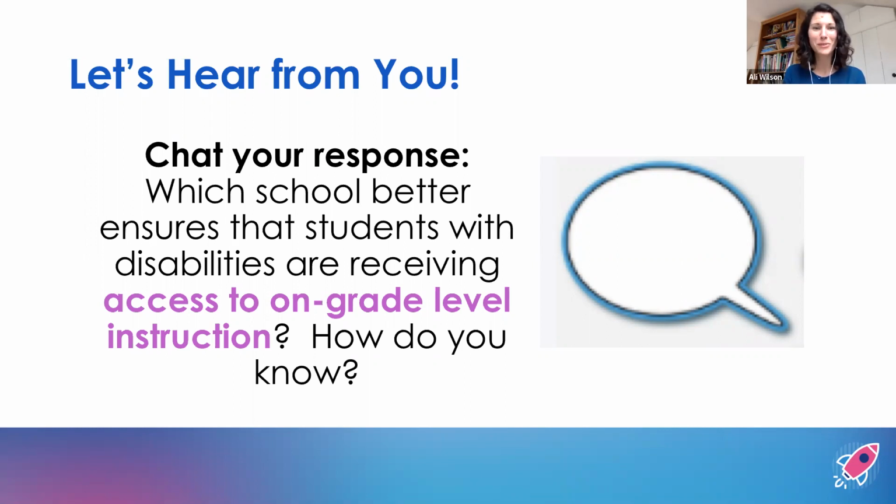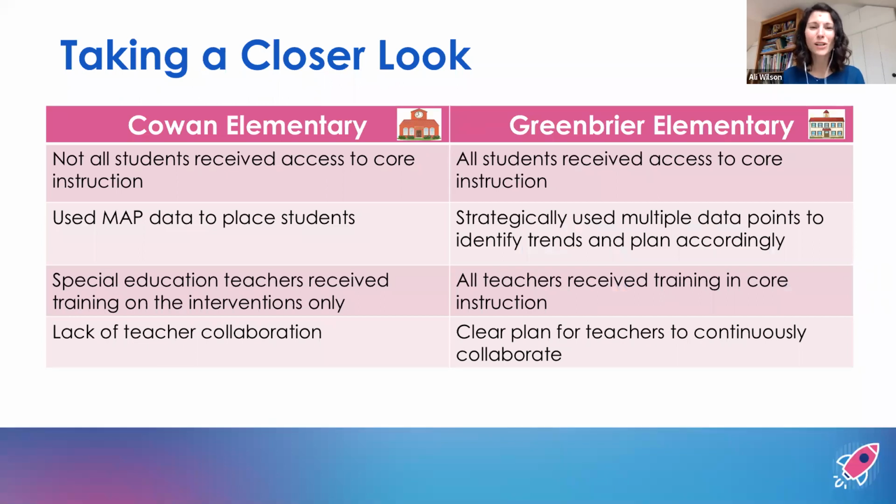So I was thinking very similarly. As we take a closer look at the schools, many of you were noticing the discrepancies between the systems that the schools were using to schedule and place students. So let's go ahead and look at these two schools in tandem. While at Cowan, not all students received access to the core, in Greenbrier, all the students did. At Cowan, they used old math data to place students. And that was the only thing that they used to take students out of the core and place them into an intervention. At Greenbrier, there were multiple data points that were used to not only place students into additional interventions, but also identify trends so that they could be supported within the core.